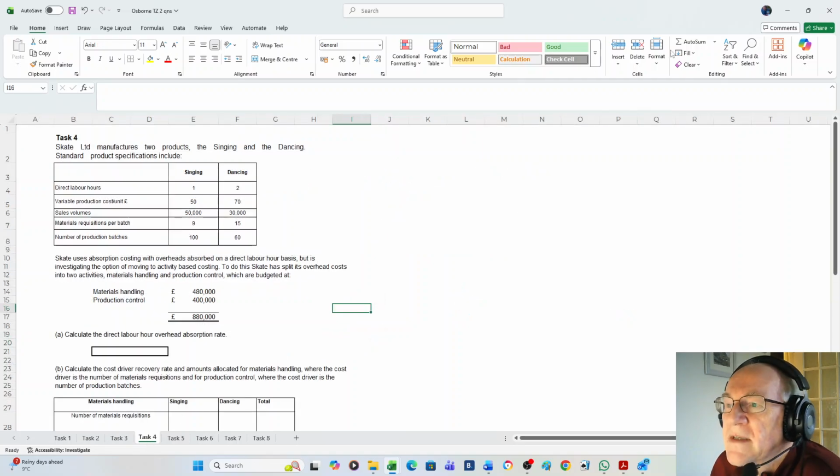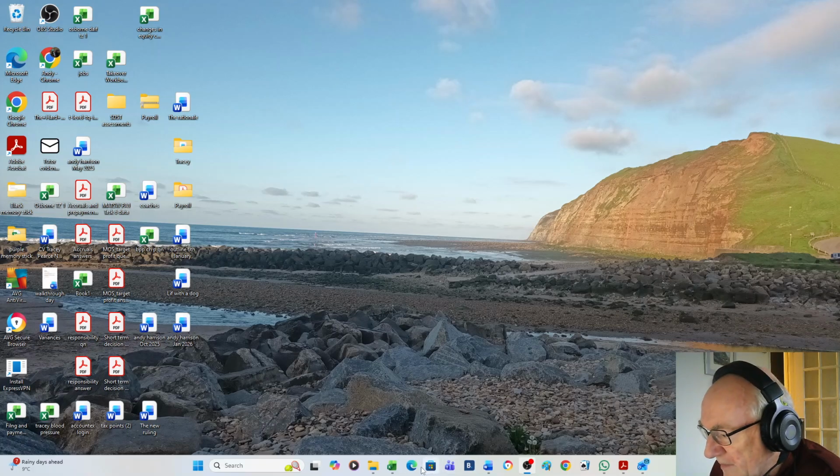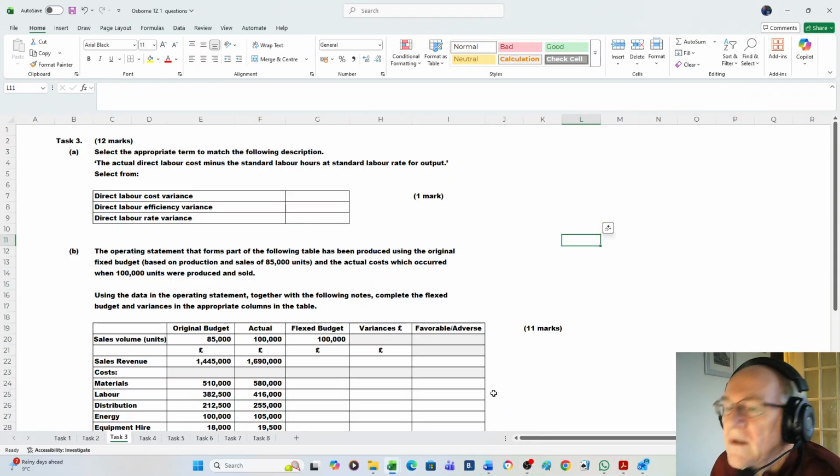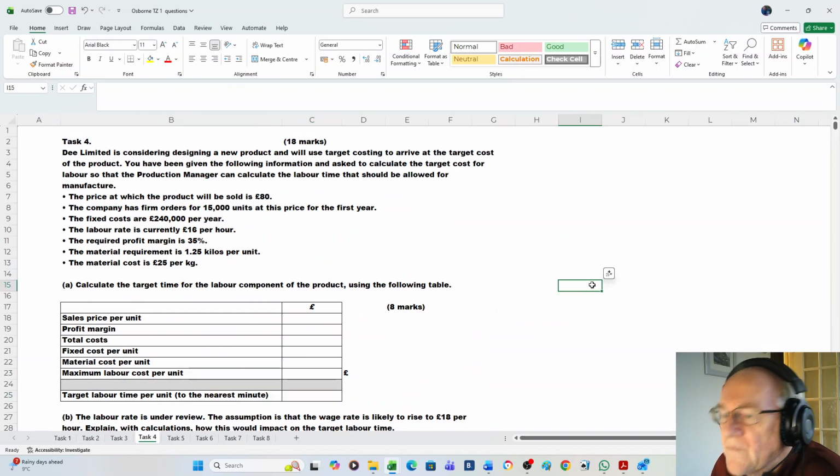Right, on to our next task, except we're going back to the other paper. Task 4. So, more tables, more numbers to be filled in, more data to be read carefully. So they've developed a new product, and they're doing target costing, so it's decision making techniques. We're going to work out the target cost for labour, and then either you can make them quick enough or you can't, and then you take the decision. So this is the information to take the decision.